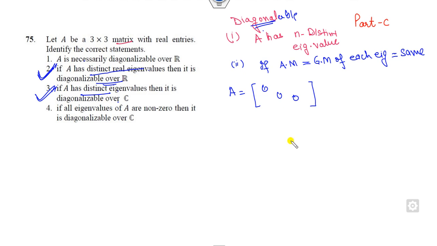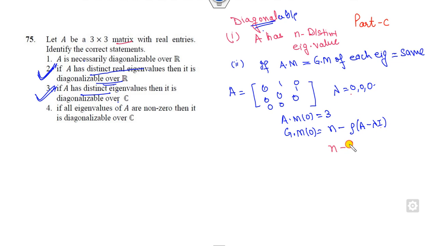Say the diagonals are 0, and say 1, 1 and 0. Clearly, what are the eigenvalues? 0, 0, 0. The algebraic multiplicity of 0 is 3. What is the geometric multiplicity of 0? How can you find it? That is n minus rank of A minus lambda I, where lambda, the eigenvalue, is 0. So it is n minus rank of A. What is the rank of A? There are two non-zero elements. So 3 minus 2, which is 1, which is not equal to the algebraic multiplicity. So it means this is not diagonalizable.